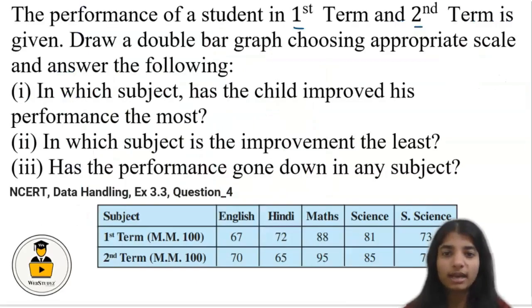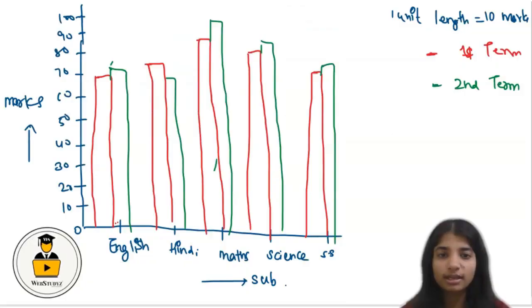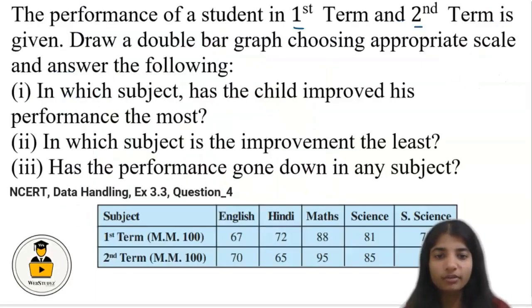The first question is: in which subject did the children improve their performance the most? To find out in which subject they improved the most, we have to find the difference. Look here, in the first term in English they have 67, in the second term they have 70. The difference is 3 marks. In Hindi, the first term has 72 and the second term has 65. Here they degraded, so there is minus 7 marks.